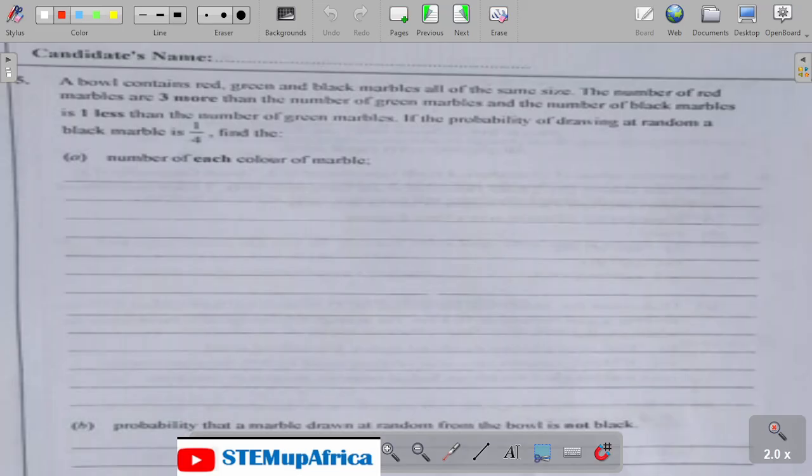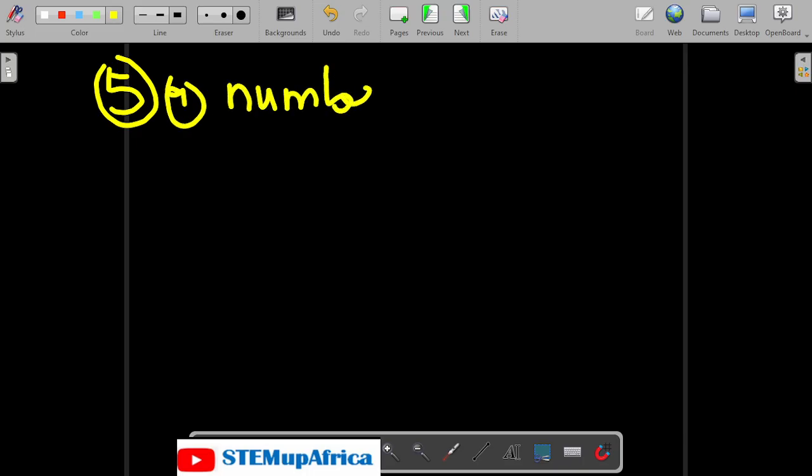The first question you should be asking yourself: how many green balls are there? Because if you don't know the number of green balls, it's very difficult to know the number of red balls, since the red balls are 3 more than the green balls. So, question 5a. Let's use G to represent green. The number of green balls, let's call it x.